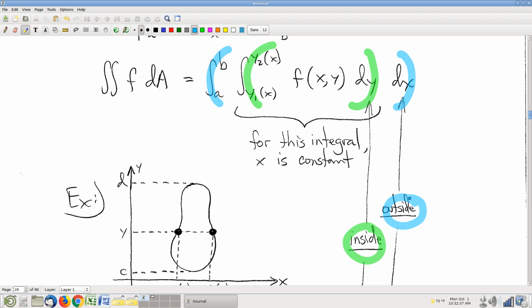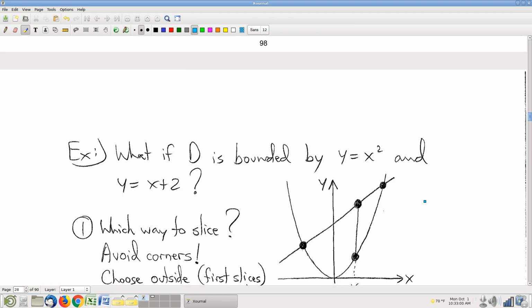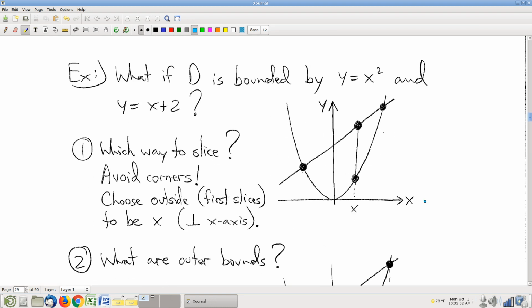So when you're doing your slicing process, the one I've got colored up here, the dx integral is the first integral in the slicing process. But the dy integral is the first integral in the evaluation process. So just to avoid that ambiguity, try not to say the first integral, the second integral. Let's say inside and outside. I think it's nicer.